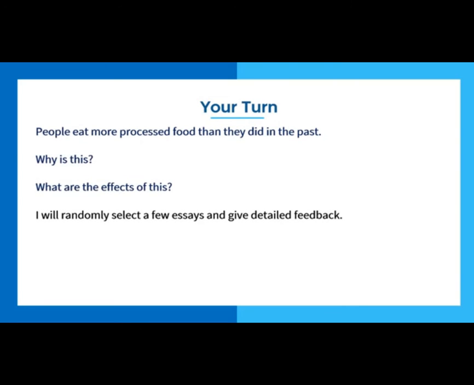Your turn. So what I would like you to do is look at an essay, write a response, and I will pick a few of them randomly and give very, very detailed feedback in a new lesson. So it's your opportunity to get feedback on your work. Normally, for one feedback session with me, it's about $25. So you can get an opportunity to make $25 basically, or get a free correction. People eat more processed food than they did in the past. Why is this? What are the effects of this?